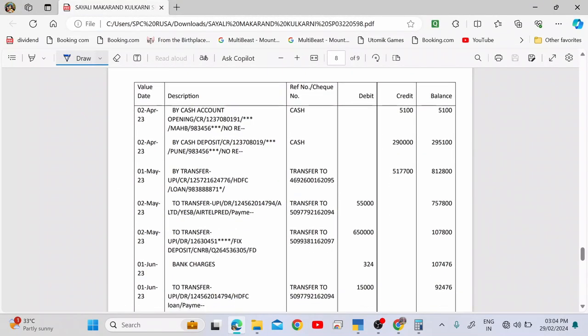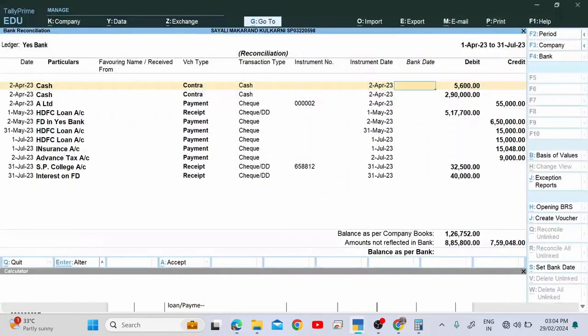Okay, one by one. Now 5,100 somewhere, and do you have 5,100 rupees in cash here in Tally? Do you have 5,100 rupees in Tally? What is this cash contra? 5,600.